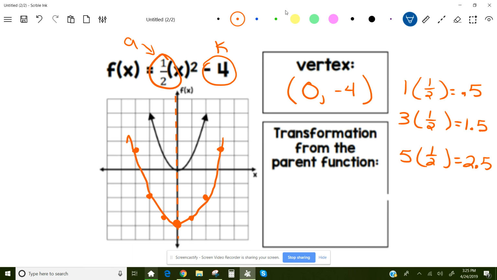Again, I hope your parabola looks much better than mine. So this one looks a lot different than the original one. So remember what we said before, if our a is a fraction, it's going to make our parabola get really, really fat. So our transformations, we went down 4 units. And it also got wider.